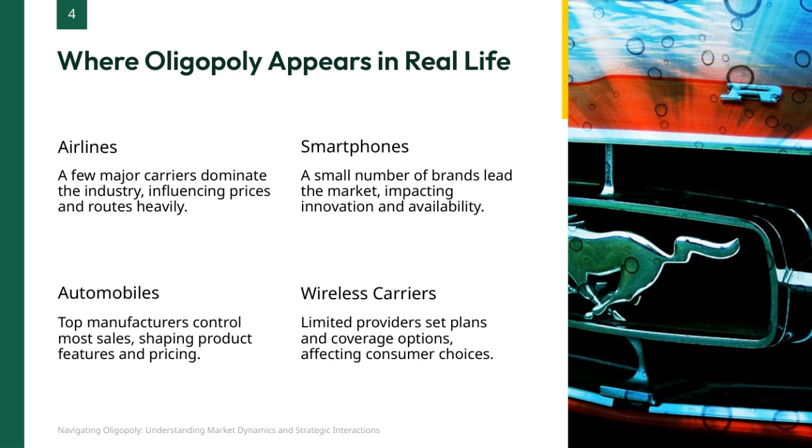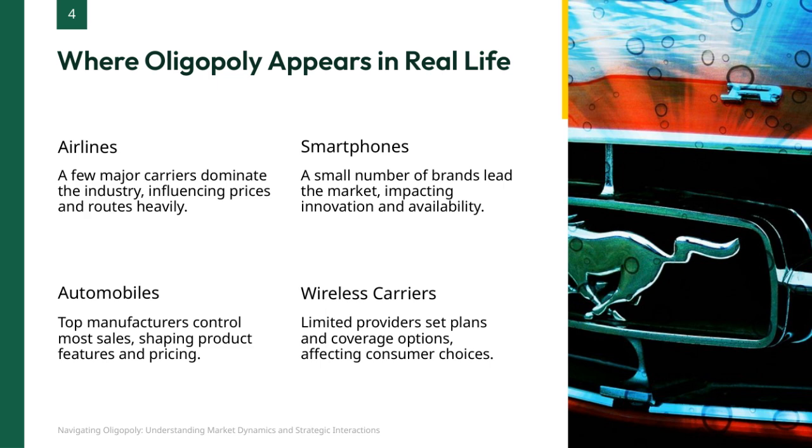Here we're looking at some real-world examples of oligopolies across different industries. Starting with airlines, a handful of major carriers really dominate the market. This means they have a strong influence over ticket prices and the routes offered, limiting consumer options. Moving on to smartphones, only a few brands lead the market, which impacts how much innovation we see and what products are available to us.